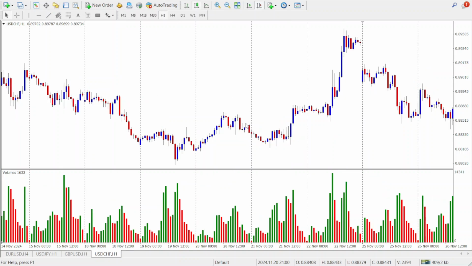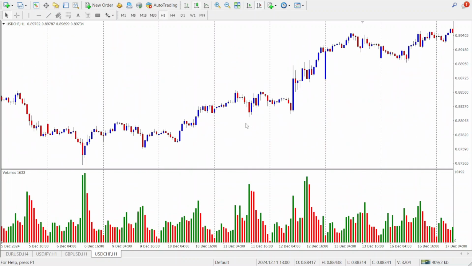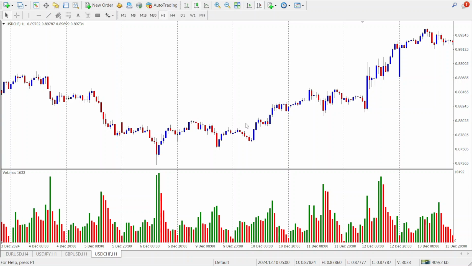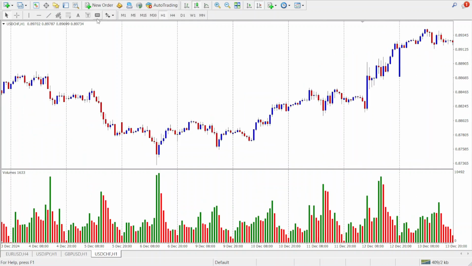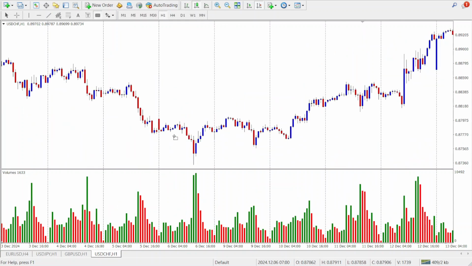So let's see, I'm just trying to see if we can find an example again. So you will often see, well, maybe I can work with this. It might not be the perfect example though, but you will often see liquidity grabs happening near round numbers or psychological levels or major support and resistance zones.